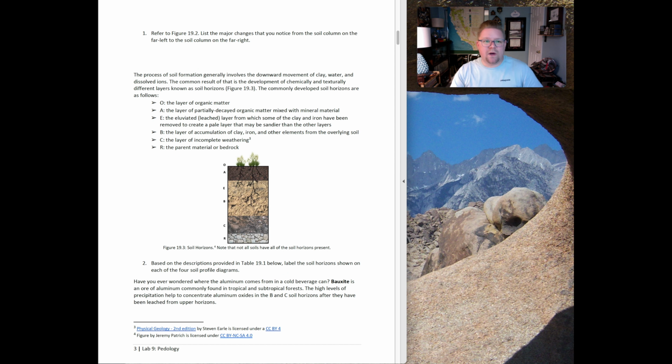So question 1 says, referring to that figure above, 19.2, list the major changes that you notice from the soil column on the far left to what is observed on the far right. Now that's just based off your observations and interpretations.